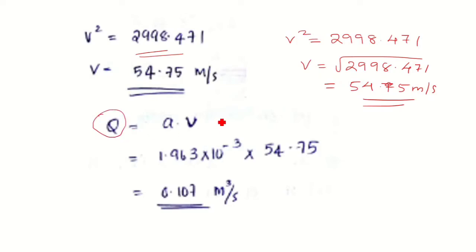Once we get the velocity value, we can obtain the rate of flow, Q. Q is equal to A into V. So the final answer will be 0.107 meter cube per second. So this is the rate of flow. That means the water is coming out from the nozzle at the rate of 0.107 meter cube per second.